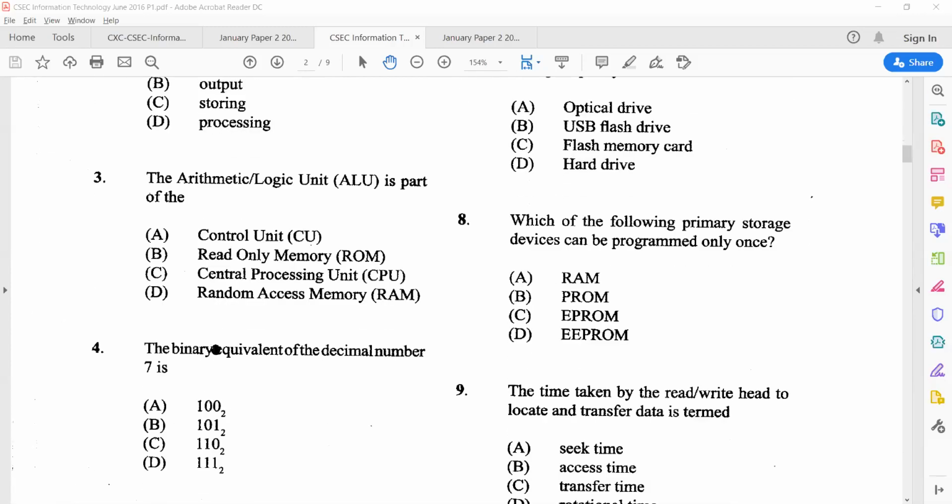All right, number 3, the arithmetic or logic unit is part of what? CU, ROM, CPU, or RAM?